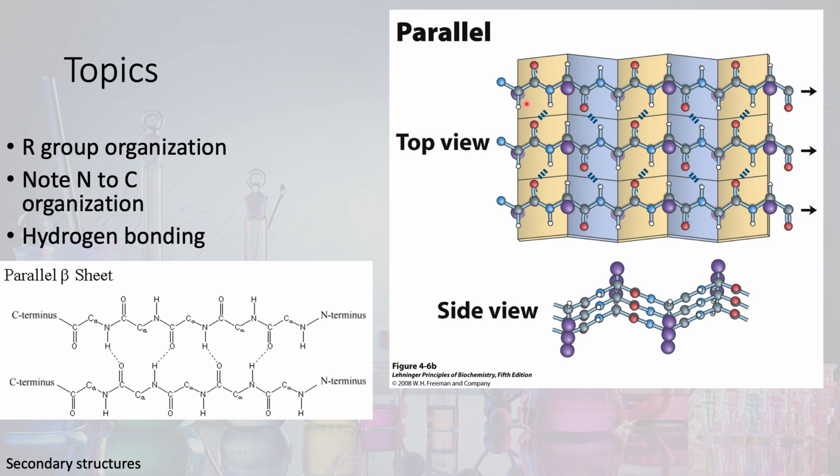A parallel beta sheet is going to run C-terminus to N-terminus and then match up again with C-terminus to N-terminus, right? So recall our C-terminus and N-terminus nomenclature from previously in the semester, and it's just a different formation from the anti-parallel. We won't get into the specifics of which is necessarily more favored or more functional.